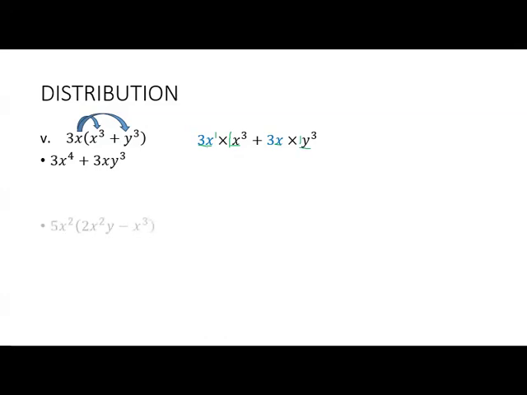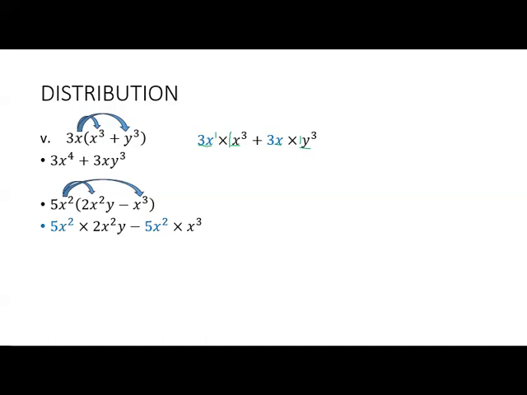Try this one if you got it. You will take 5x squared multiplied with 2x squared y. Then take the same 5x squared multiplied with x cubed. As I've said, you will take 5x squared multiplied with 2x squared y minus 5x squared multiplied with x cubed.